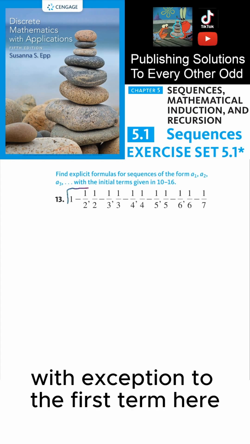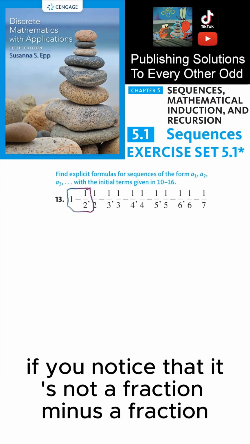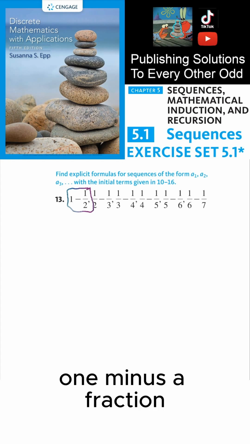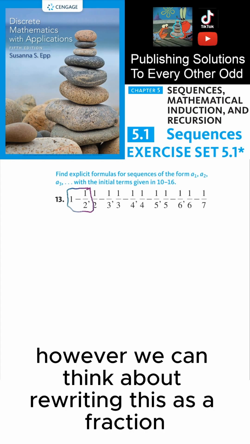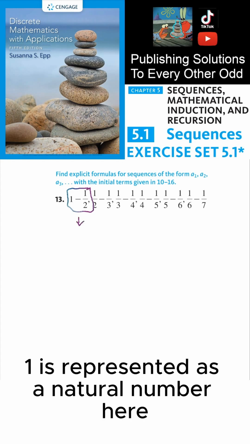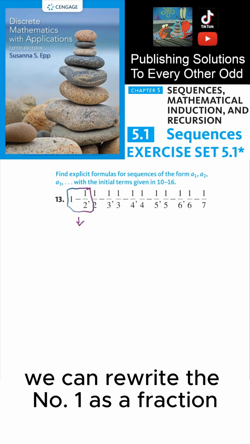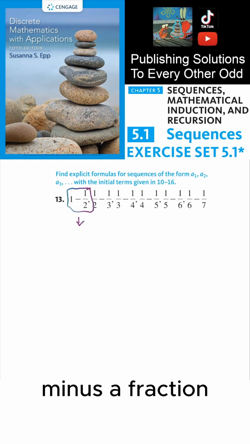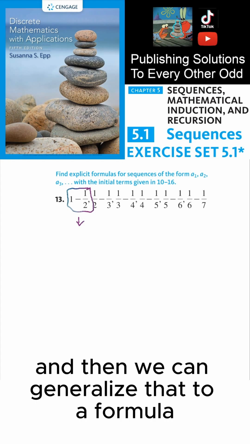With the exception of the first term here, you'll notice that it's not a fraction minus a fraction; this is a natural number, 1 minus a fraction. However, we can think about rewriting this as a fraction minus a fraction, because even though 1 is represented as a natural number here, we can rewrite the number 1 as a fraction so that all of our terms are a fraction minus a fraction, and then we can generalize that to a formula.